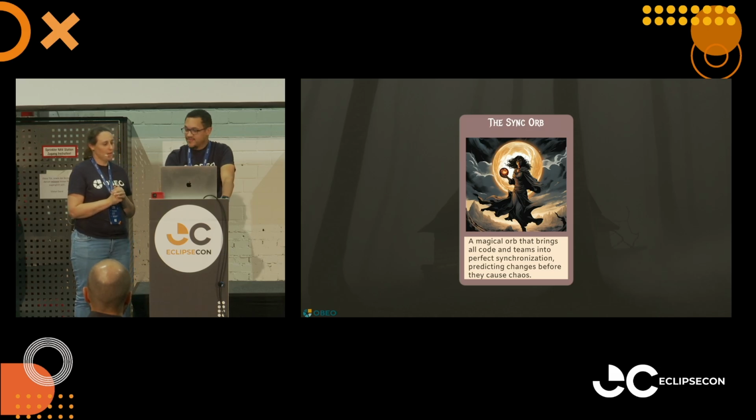Okay, so we have another tool, which is called the Sync Orb. It's like magic. It keeps all our code and teams perfectly aligned and can even predict problems before they happen. Would a kind of synchronization tool like this be helpful for you?